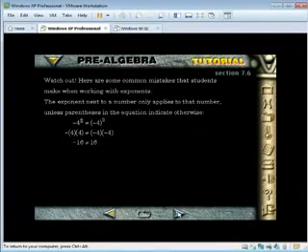Watch out, here are some common mistakes that students make when working with exponents. The exponent next to a number only applies to that number, unless parentheses in the equation indicate otherwise. Negative 4 squared is not equal to (negative 4) squared. Negative 4 times 4 is not equal to negative 4 times negative 4. Negative 16 is not equal to 16.